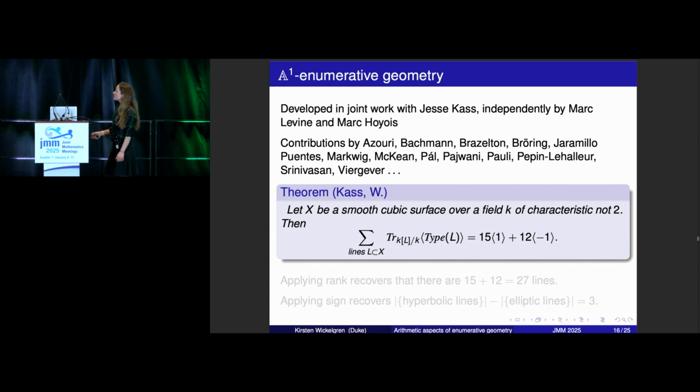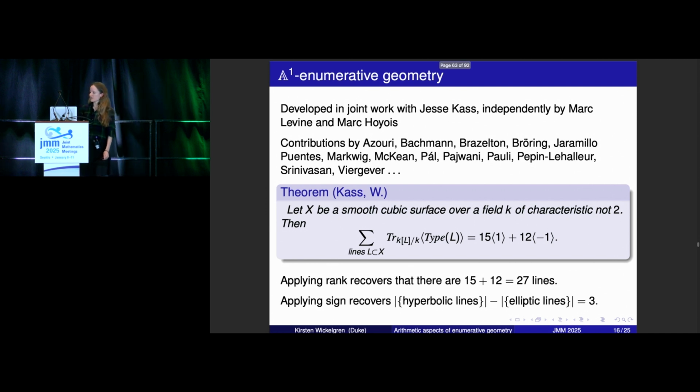How are we counting them? It's a weighted sum over the lines, and then here's that type. It's recording something about how the tangent plane spins around the line, and then it's recording the field of definition, but that's invariant. And then if you apply the rank, we see that there are 27 lines over C, and applying the signature, we see that there are 3 lines over R.